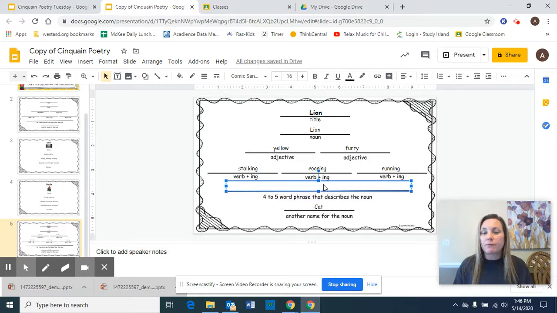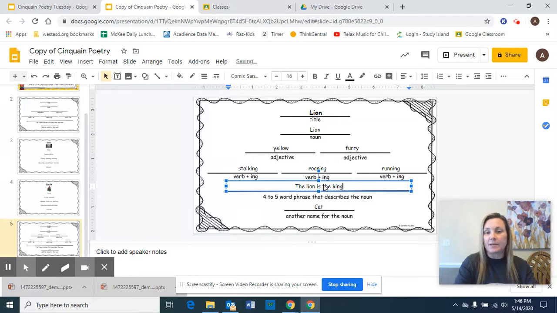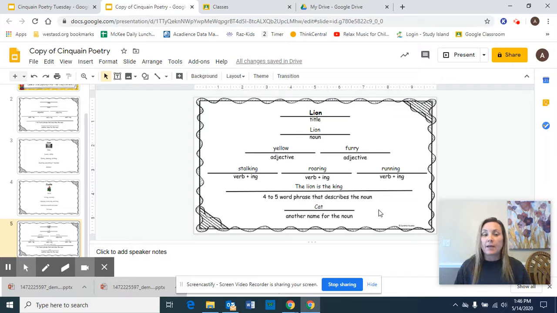4 to 5 word phrase that describes a lion. The lion is the king, because I know that the lion is the king of the jungle. And then look, I already have my another name for the noun. So here's my Cinquain poem. Lion, yellow furry, stalking, roaring, running. The lion is king, cat.